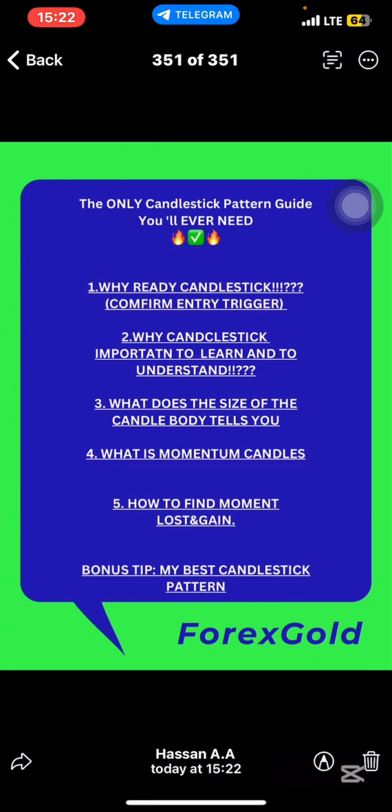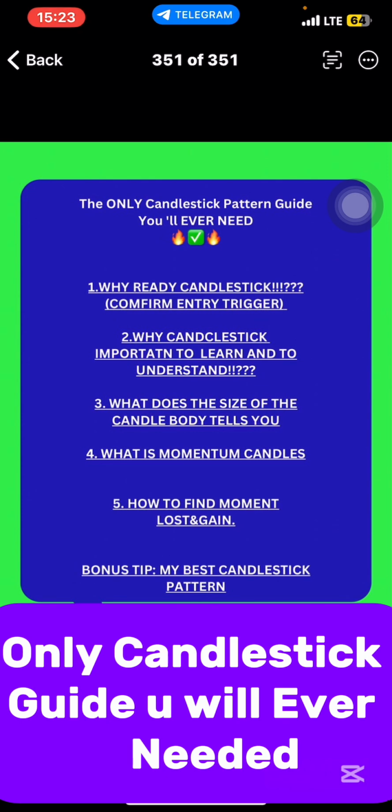So in today's video, I'm going to talk about the only boom and crash trading pattern that you are going to need, a special candlestick pattern that will collaborate with the program of the system and give you a special result that will give you whatever you need from the boom and crash market. So let's dive in now.